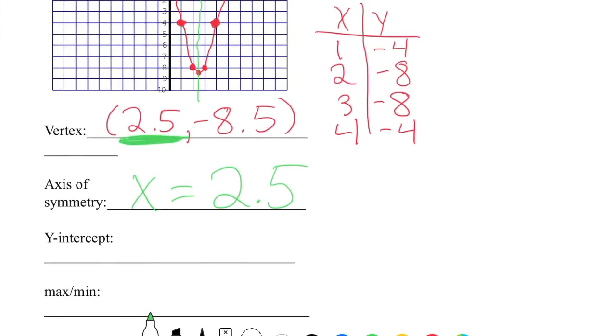Next one asked is your y-intercept. Your y-intercept always, and I'll change colors, your y-intercept always has to have an x value of 0. If the x value is not 0, then you are not on the y-axis. So every time for your y-intercept, you can go to your calculator, hit second table, and wherever your x value is 0, that is giving your y-intercept, and it's only going to have 1.